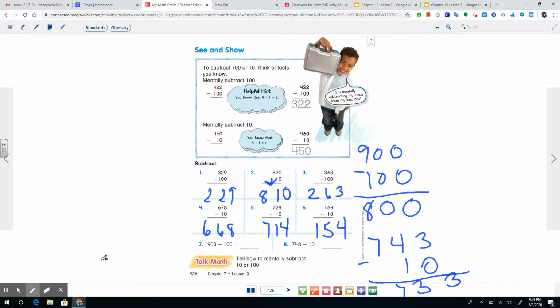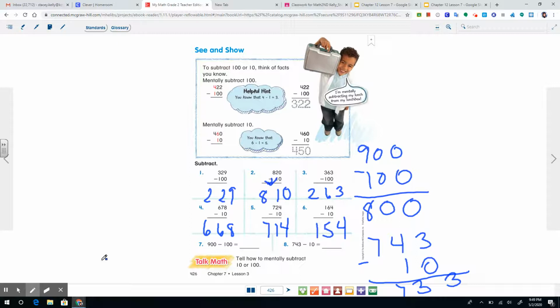Well, before we do that, let's talk math. Tell how to mentally subtract 10 or 100. If you can do it mentally and you can tell a parent at home how you can skip count by 10 and skip count by 100 and explain how you do it mentally in your head, that's great.